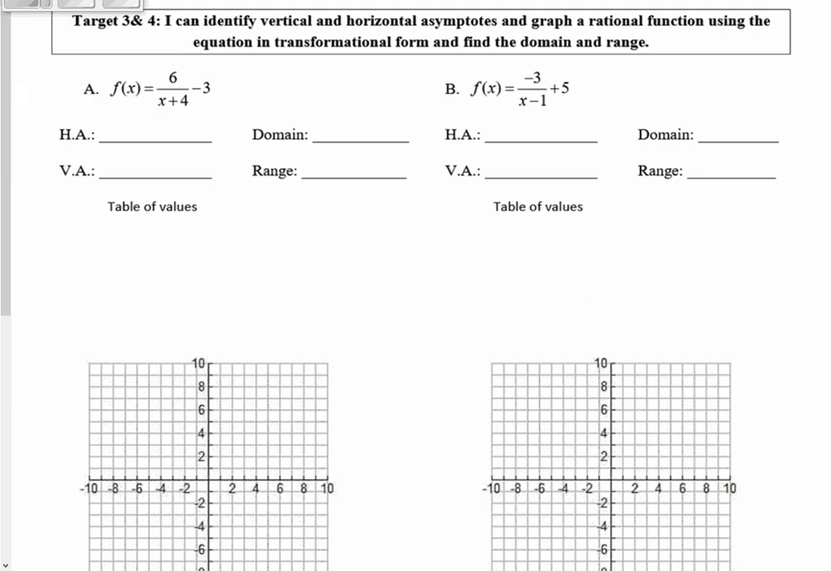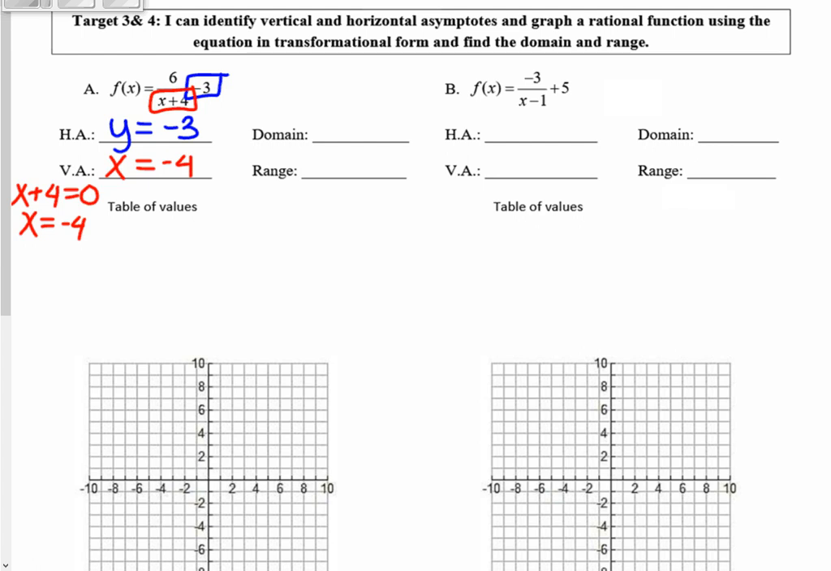On the back side, we have target 3 and 4 combined together here. We need to find our horizontal and vertical asymptotes along with our domain and range, and then go ahead and graph. Remember, for your horizontal asymptote, you always have to have an equation y equals. It will always equal the number that is being added or subtracted from the end of your fraction. For vertical asymptotes, we always have x equals, and we're always looking at the denominator, and we're setting it equal to 0. So if I have x plus 4 equals 0, I'll subtract 4, and x equals negative 4.